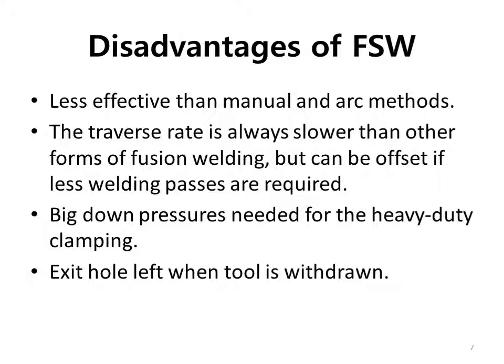The disadvantages of friction stir welding: it is less effective than manual and arc methods. The second one is that the traverse rate is always slower than other forms of fusion welding, but can be offset if fewer welding passes are required. The third one is that high pressures are needed for the heavy duty clamping. The last one is the exit hole left when the tool is withdrawn.